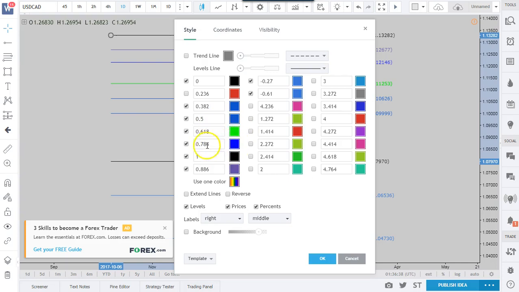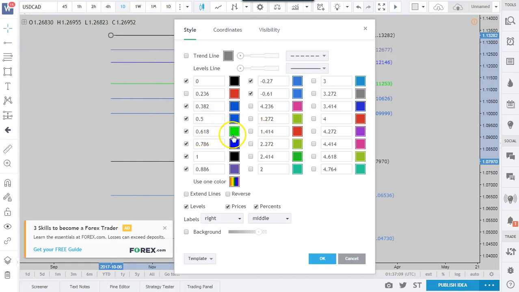Then we also have the 0.786 retracement level. In some cases, we call this the last hidden support and resistance. All these Fibs are support and resistance. They are hidden support and resistance where the market bounces from them. The Fibonacci levels are just support and resistance in the market where the market bounces from these levels.